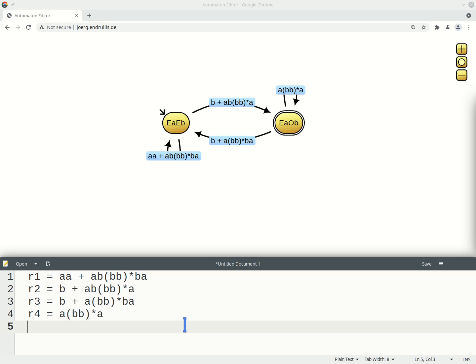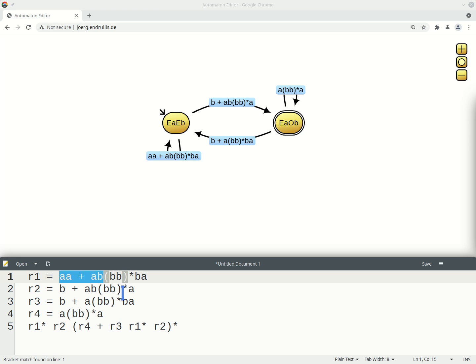Now, how did we read off the regular expression? If you recall, we can take an arbitrary number of times R1 followed by R2, so we can take this loop an arbitrary number of times followed by R2, and then we can take paths from the final to the final state, so we can take the loop R4, or we take R3 back to the starting state followed by R1 star followed by R2 to get back to the final state, and we can do this an arbitrary number of times.